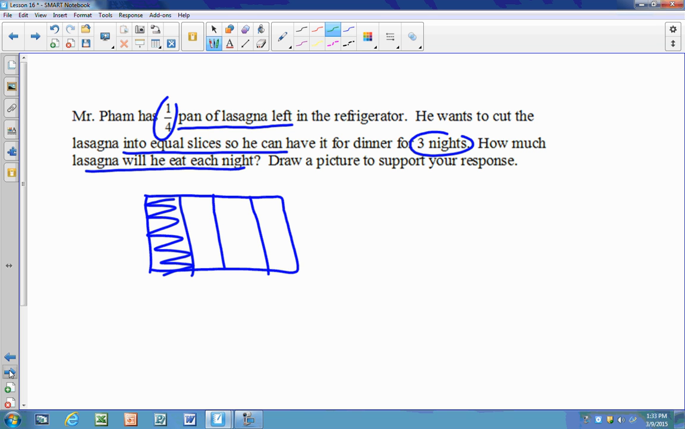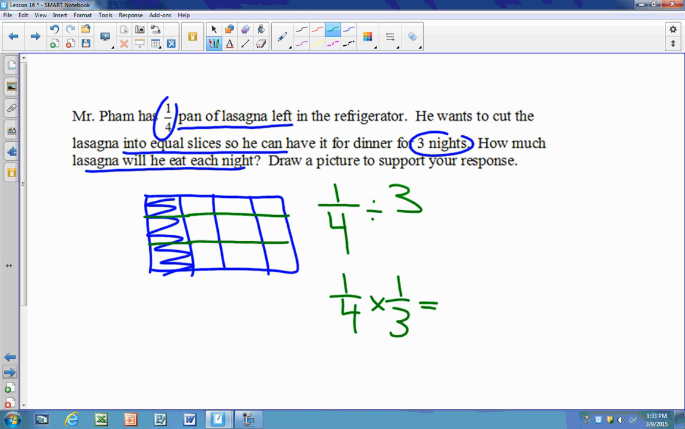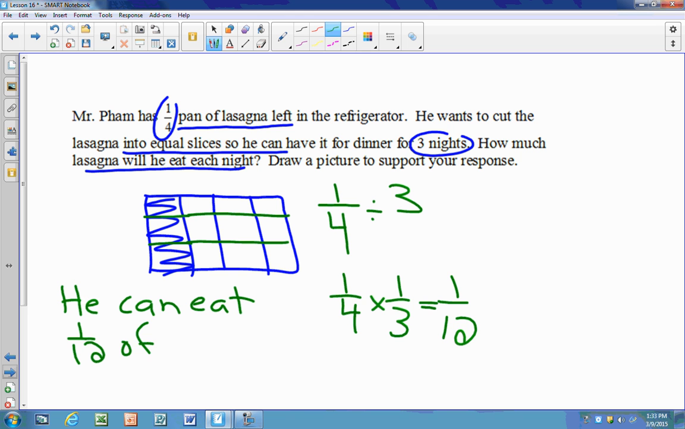So he has his 1/4 of a pan of lasagna and he's splitting it into 3 pieces. So we're going to have our 1/4 and we're going to split it up into 3 pieces. He's going to end up with 1/12. So he can eat 1/12 of a pan of lasagna.